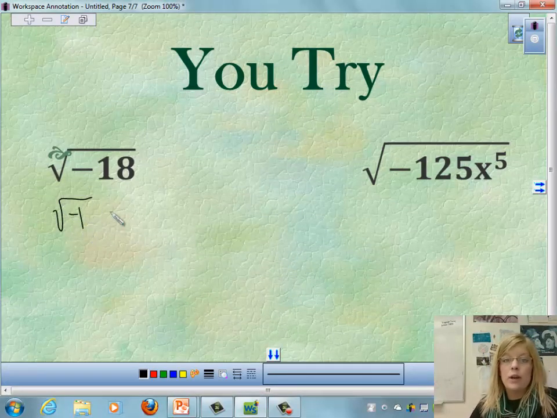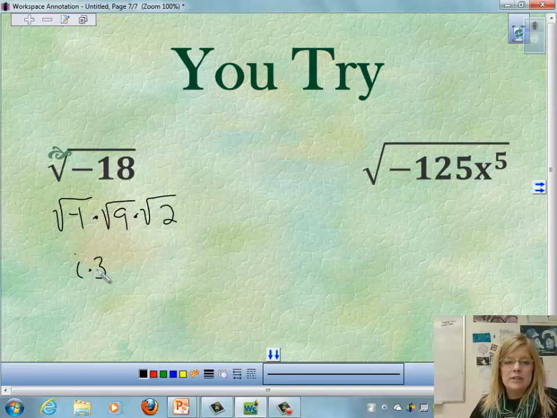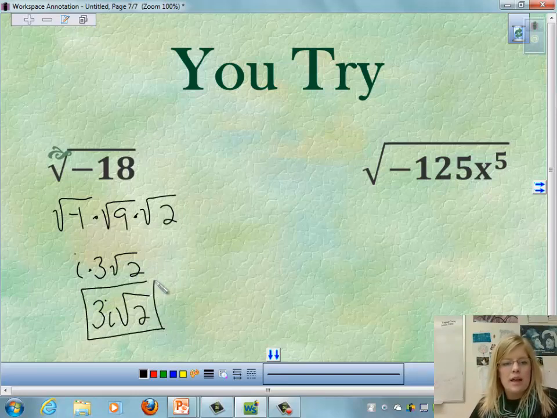Did you pull out a -1? Did you break 18 up with a perfect square, which was 9, and the factor of 2? And then did you reduce? And you said a radical negative 1 is i. A radical 9 is 3. And radical 2 does not break down, so that stays a radical 2. So we have 3i times a radical 2. And that is your answer. Did mine match yours? Hopefully.